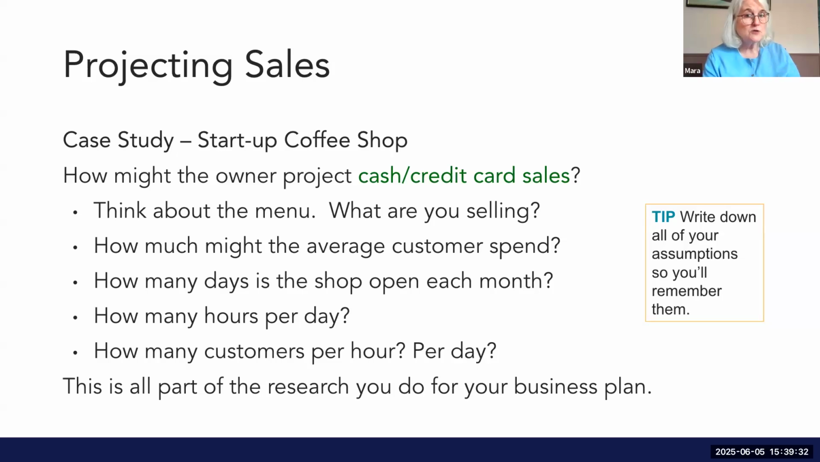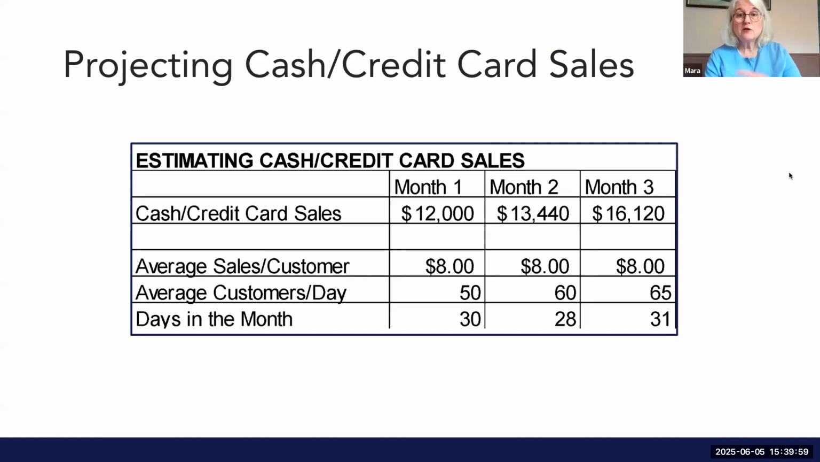Then he wants to think about his own shop. How many days will he be open? How many hours per day? Is it going to be 12 hours, 8 hours? Can he afford to cover all of those hours with staffing? Those sorts of things. So this is all part of the research that he's done for his business plan. And again, he wants to keep a record of those assumptions just in case he wants to change them. Next slide. So this is how he could translate that information into his cash flow projection.